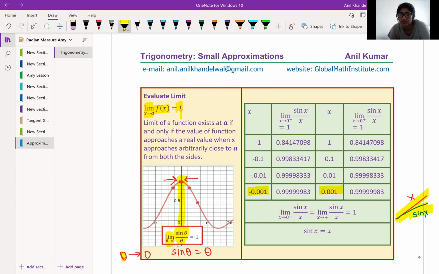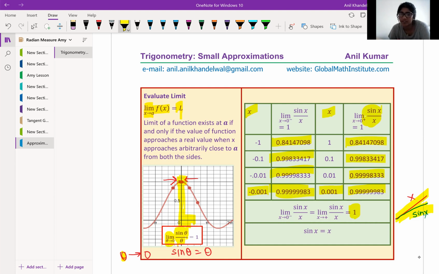Moving from the right side, you can start with 1, for example, and then move closer to 0. That means testing the value of sine theta at 0.1, at 0.01 and 0.001. What do you get? If you calculate sine x over x for these values of x given in the table, then the column shown here is approaching from the left side, and the column shown here is approaching from the right side. Clearly, 0.9999 means they are approaching 1 from both sides.